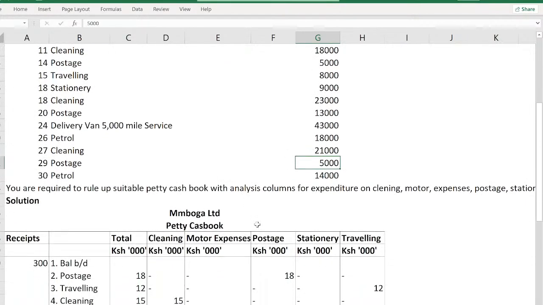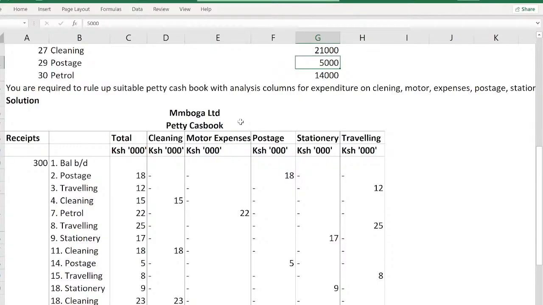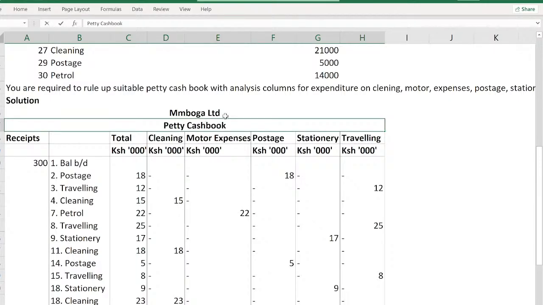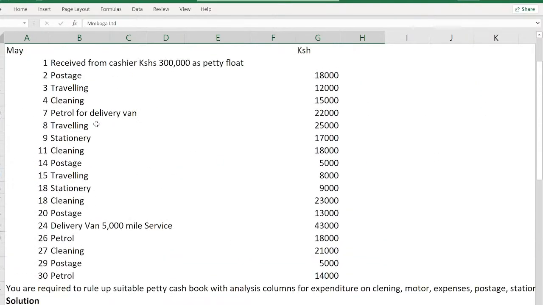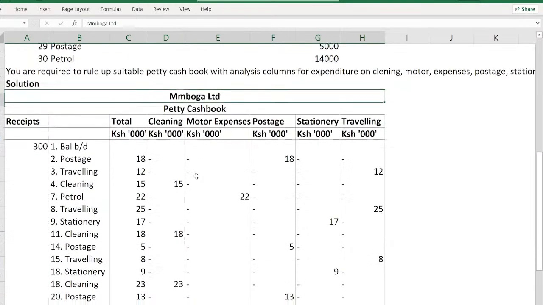So our petty cash book will look like this. We need M Boga Limited petty cash book as our title. Then you have the receipts. Then you have the date of all the things that were done. Then you have the total. Then we are going to prepare the columns for expenditure on cleaning, motor expense, postage, stationery, and traveling. So let me take you through from day one.